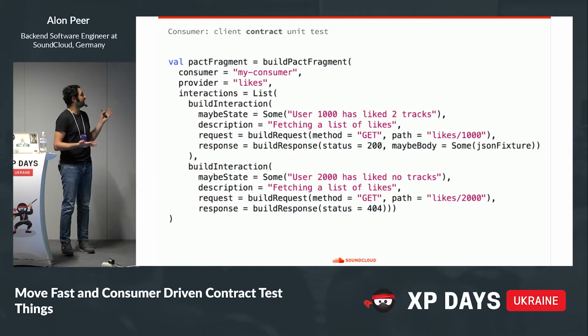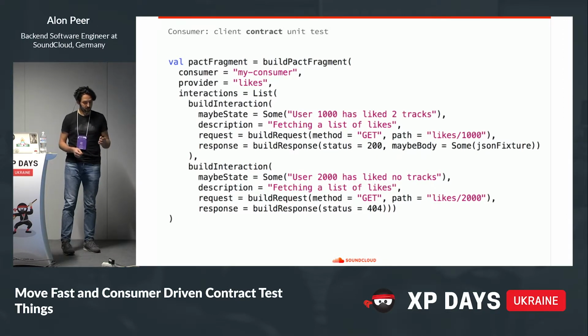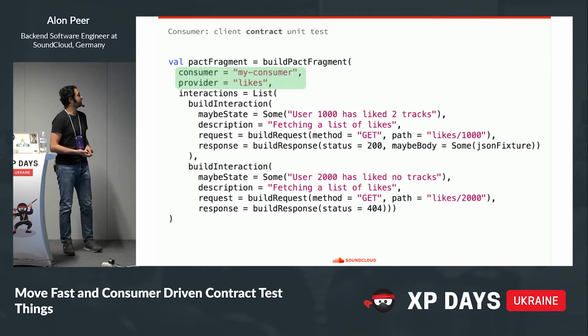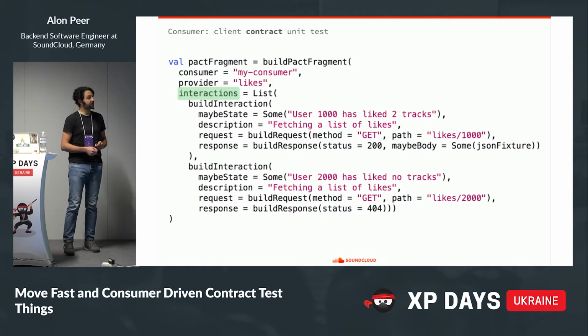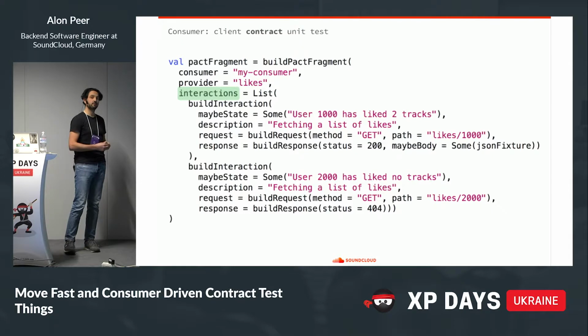So in PACT JVM specifically, we have something that is called a PACT fragment. And let's take a look at what we have here inside. So first of all, we are defining the name of our consumer, which is my consumer in this case, and the provider, which is likes. We then go ahead and define the list of interactions that the consumer expects from the provider. This is what will then be recorded into that PACT JSON file that I mentioned before.